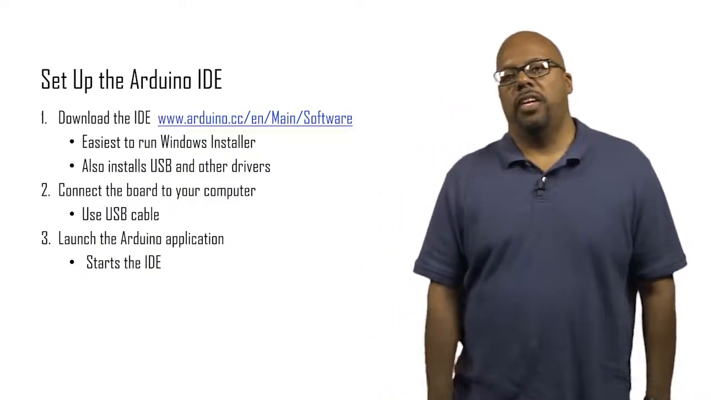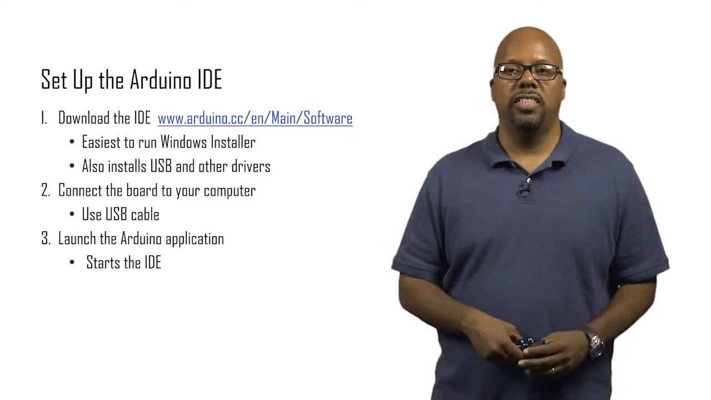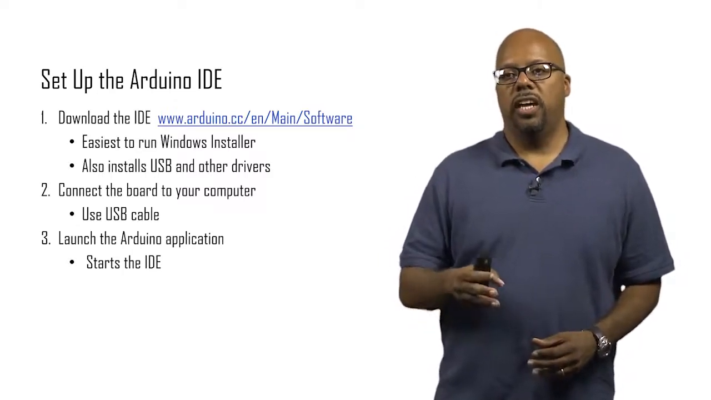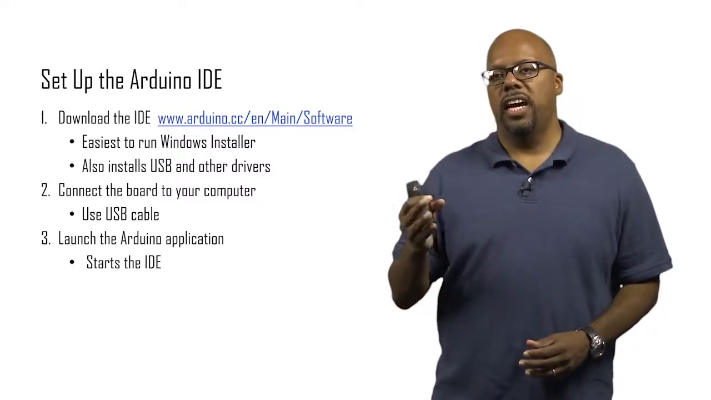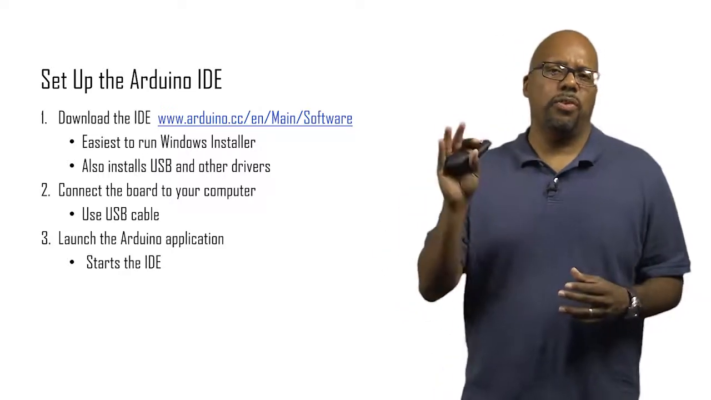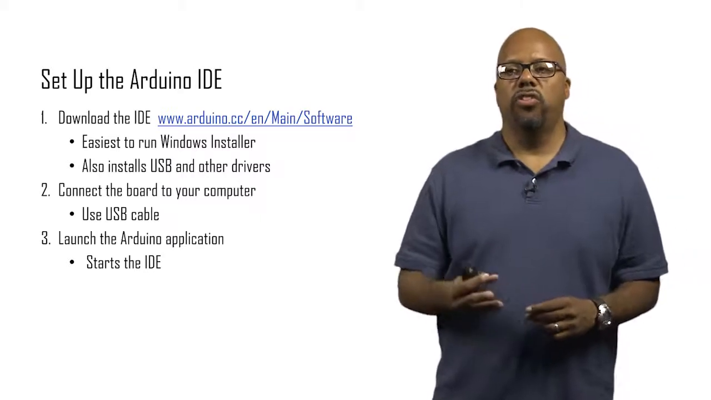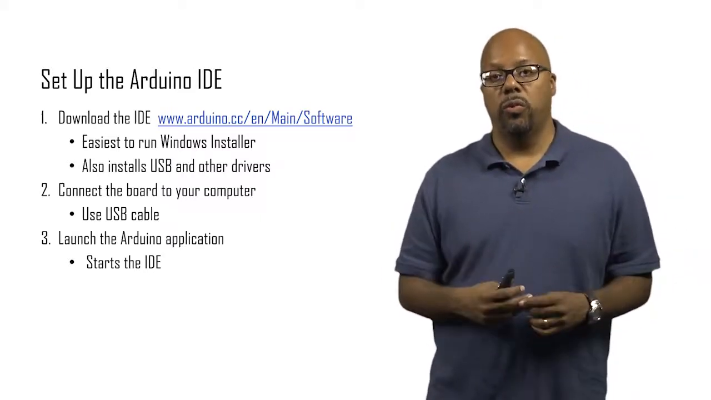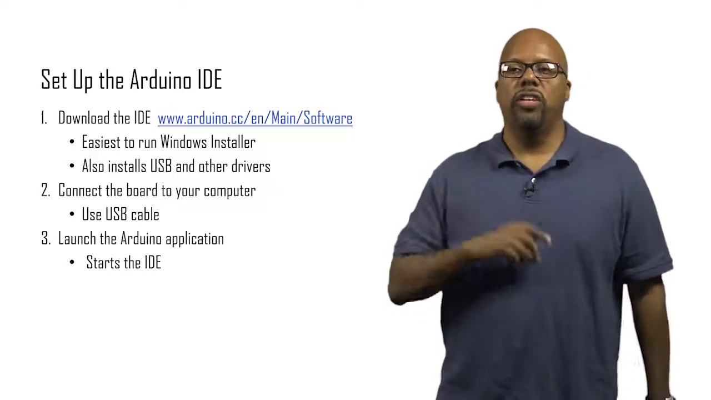So, setting up the Arduino IDE, you want to download it first. You go to arduino.cc, specifically the link shown there, arduino.cc/en/main/software, or just go to arduino.cc, and at the top there's a download button and it'll get you there. It's easiest to run the installer. I'm using Windows, so I'll say Windows installer, but you can do this on Mac and on Linux as well. So you run the installer.